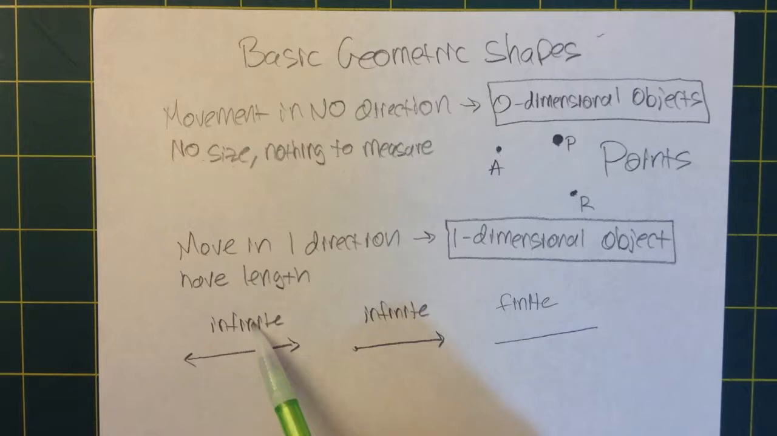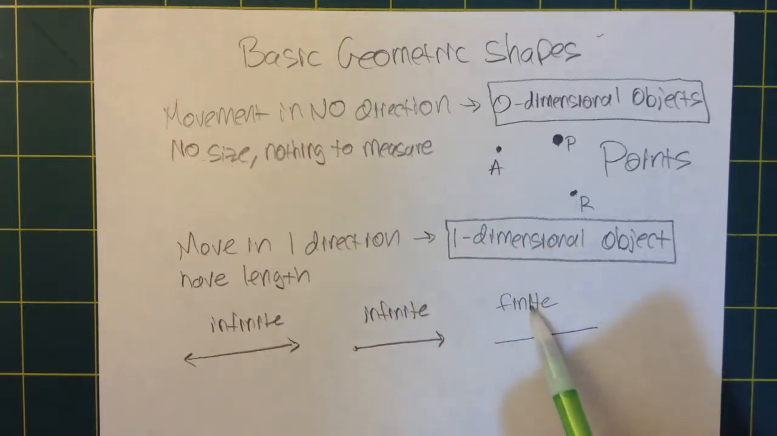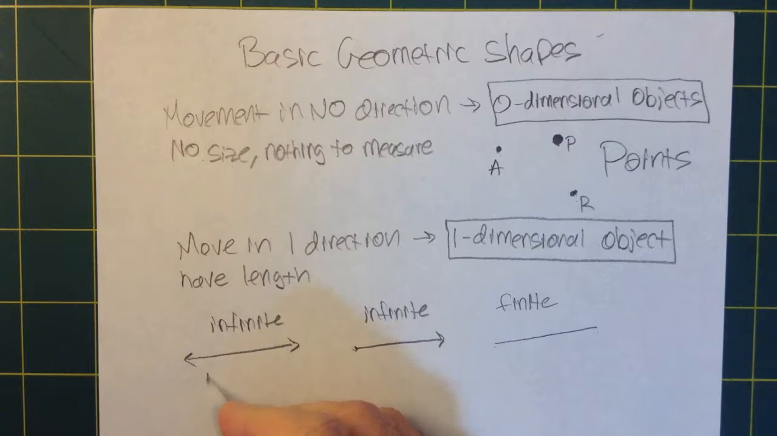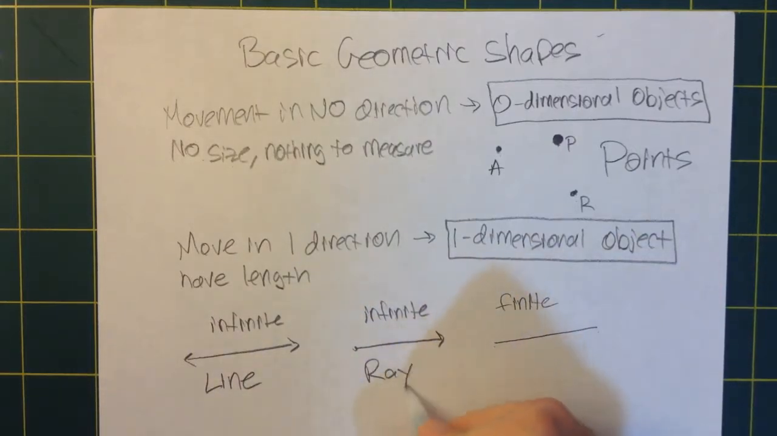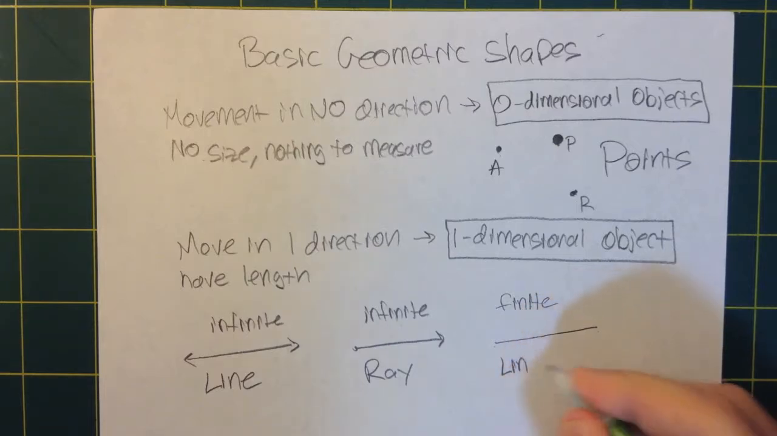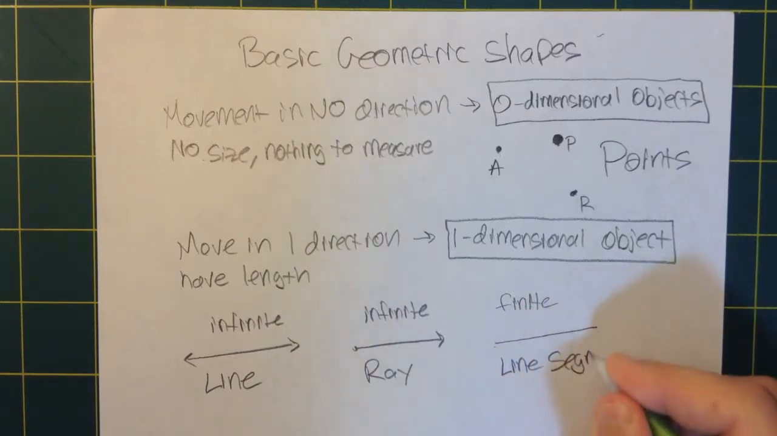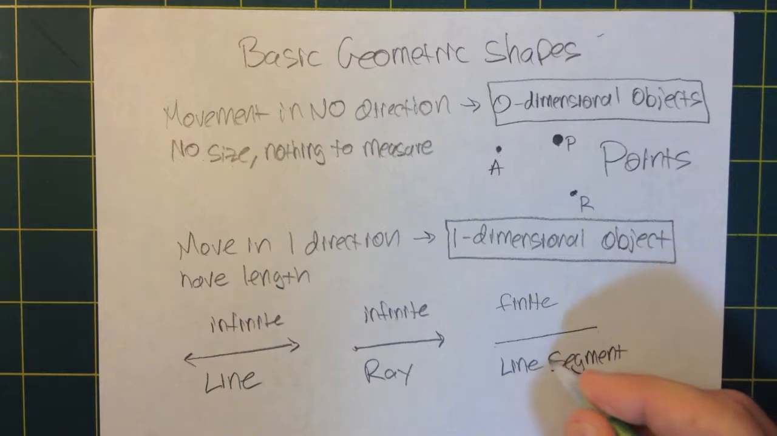So infinite means it goes on forever. It has infinite length. Finite is the opposite of that. It doesn't go on forever. It starts and it stops. One of these things, this is called a line. One of these is called a ray. One of these is called a line segment. Or more commonly, you'll just say the word segment.